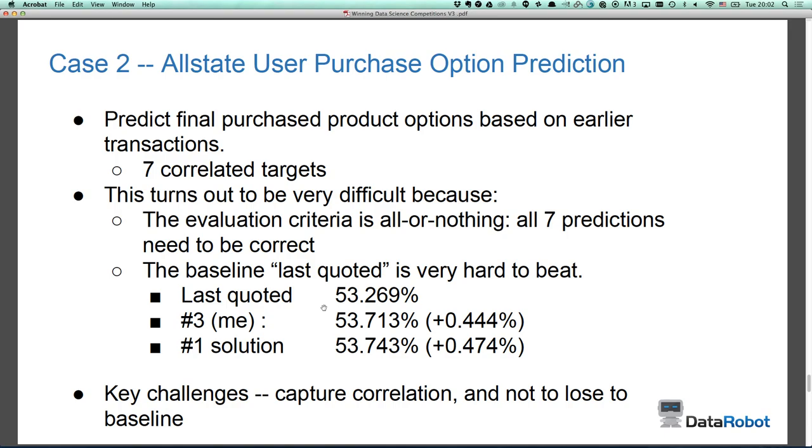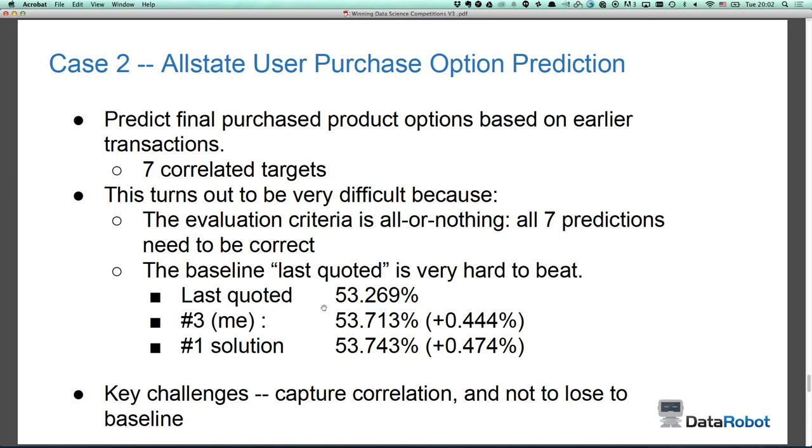One is that the evaluation criteria is all or nothing. You have to predict all 7 correctly to get a point. If you predict anything wrong, that's 0. So basically, partial answers got no credit for this one. People hate that a lot. We had a long debate on the Kaggle forum, but the Kaggle people didn't listen. I heard the story was that even Allstate was upset with them. So even the sponsor wasn't happy.